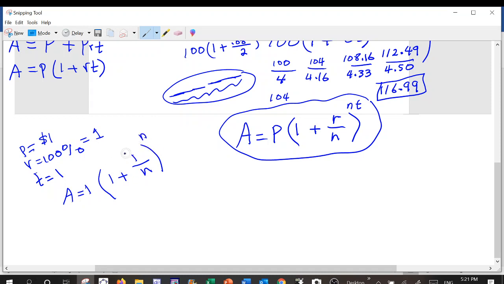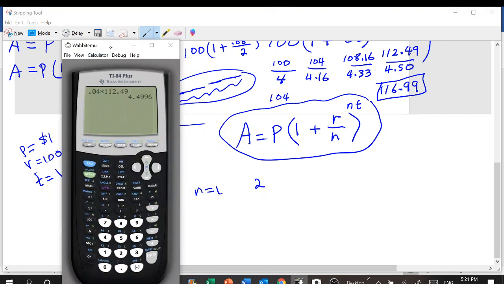So what you get out of this situation depends on how many divisions you have in a year. If you have just 1 year and you don't divide it into any parts, n equals 1, so you just get 1 plus 1 is 2, so you get $2. So if n equals 1, you get $2. Now if n equals 2, then it would be 1 plus 1/2, which is 1.5, to the power of 2. So what would that be?